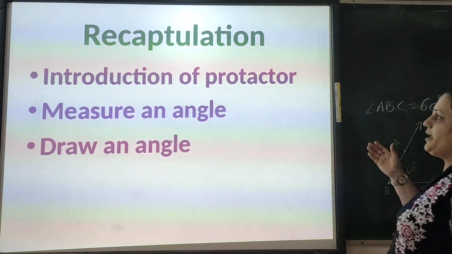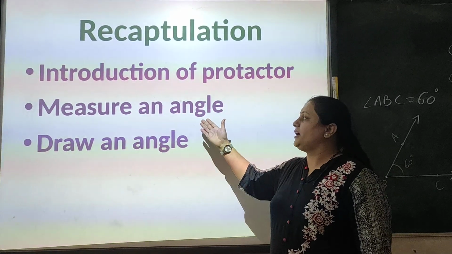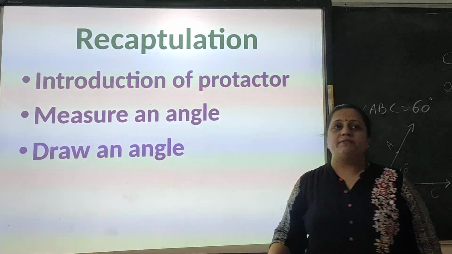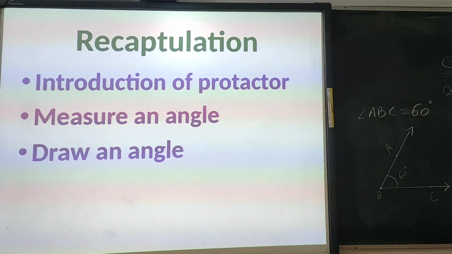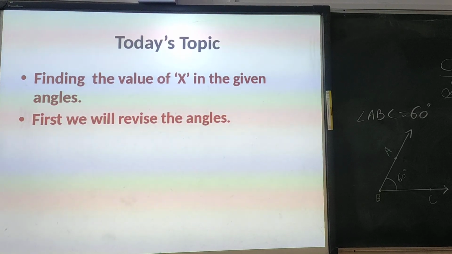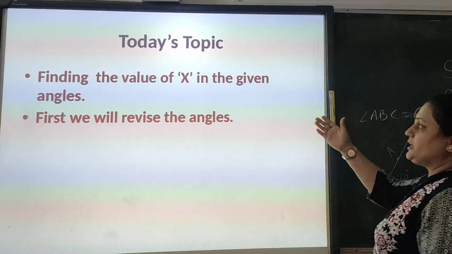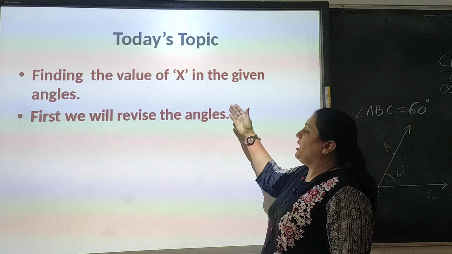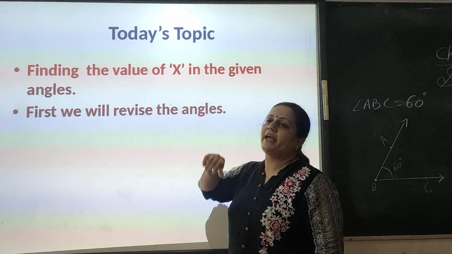In the last lecture we have seen what the protractor is and how to use it. Then we have seen how to measure an angle and how to draw an angle. This we have learned. Today what we are going to see is how to find the value of x in the given angles. Okay, before we start this, let me once again revise angles, because unless and until you know the details of the angle, you can't calculate x.